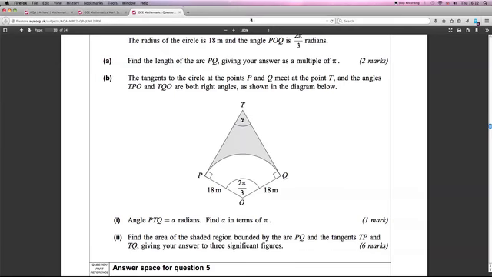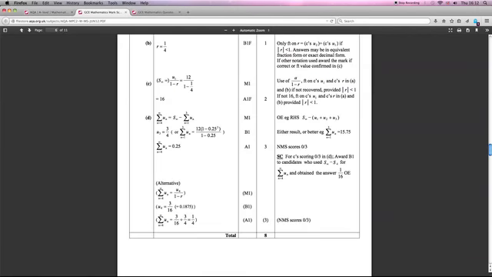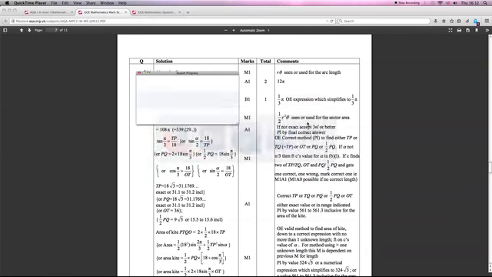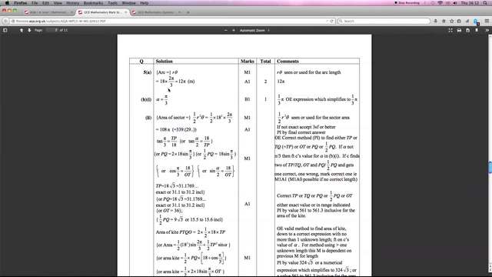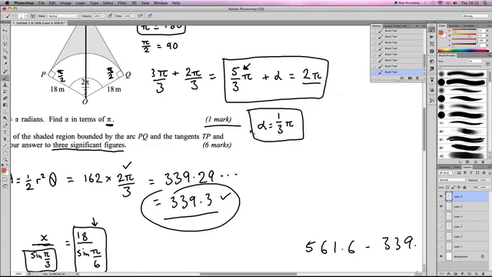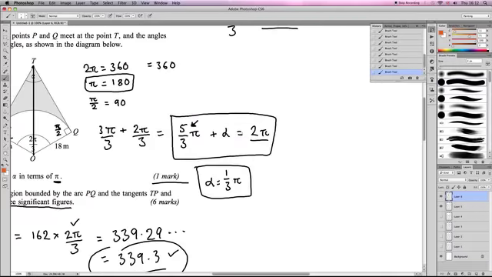I'm going to mark it because it's always nice to know how wrong I am. 12 pi. So you get 1 method mark for substitution, 1 mark for 12 pi. So let's get straight to that. So, where is it?